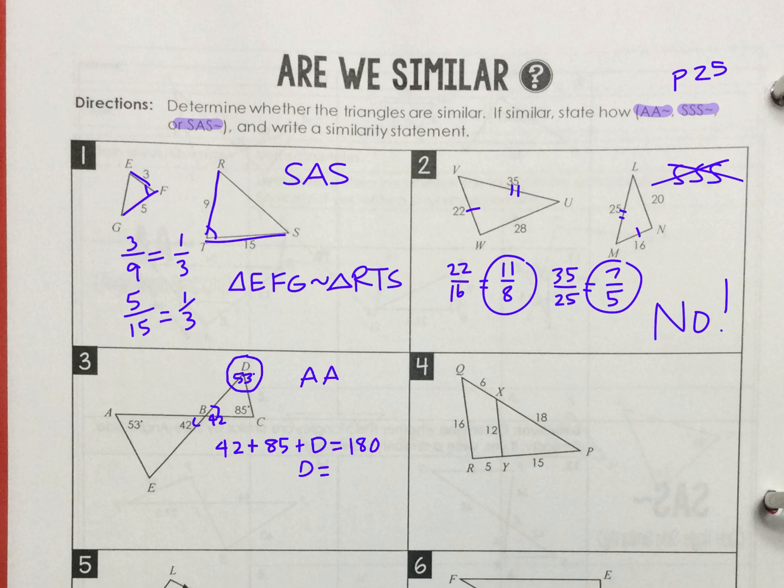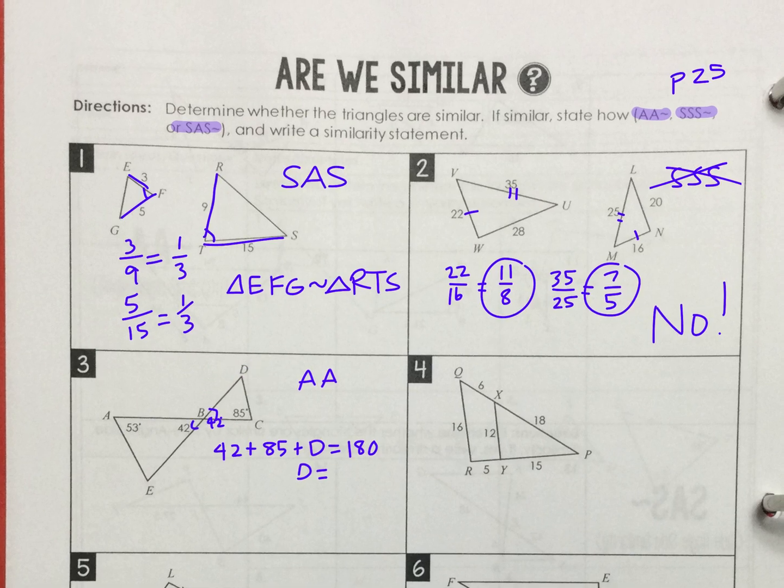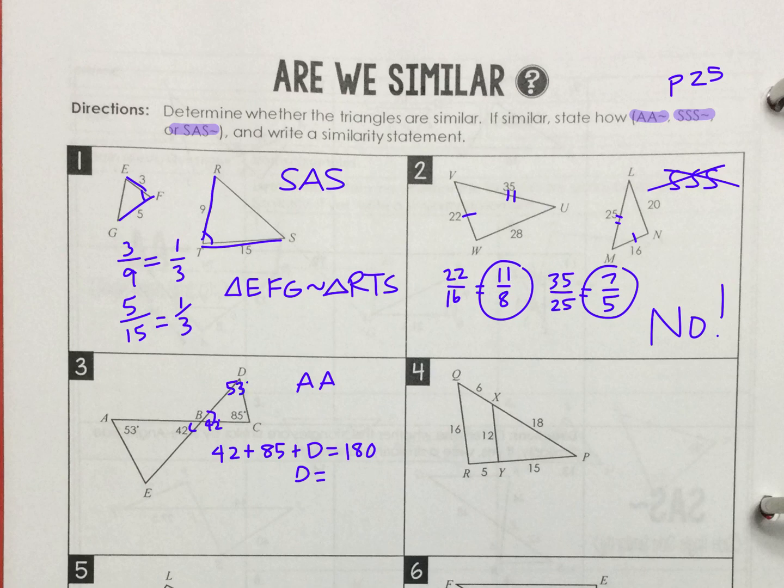Okay, so now I do have a matching angle. I have that 42 and 42, and then I've got this 53 and 53. So all I need is an AA. It matches. I'm going to say DBC is similar. So I started at 53, went to 42, went to 85. So I need to start at A, go to 42, finish at the end. There you go. All right.